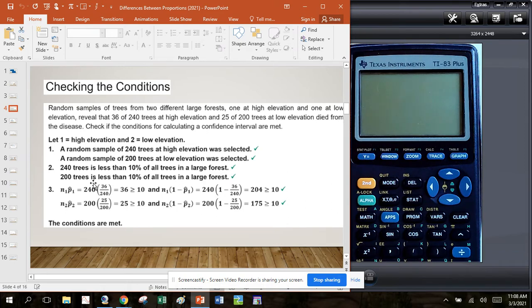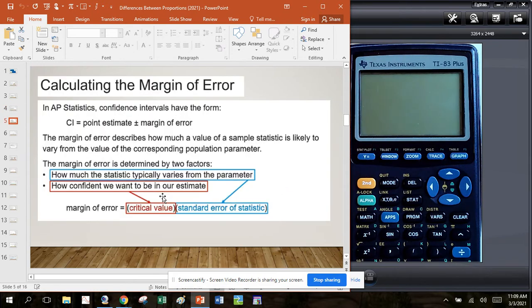For the third condition, where we're checking for large counts, i.e. normality, we basically check it for each group, and we have to make sure that we do the sample size multiplied by the sample proportion and the sample size multiplied by 1 minus that sample proportion. And as long as they're both greater than or equal to 10, we're good. But remember, you're doing it for both sets of data. So if we look at this data, the conditions are all met. So we're ready to carry out and construct our confidence interval.